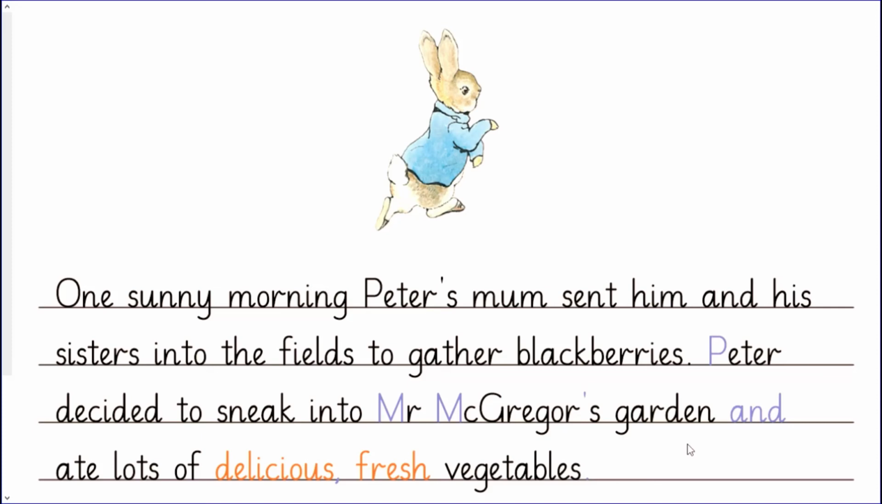Here is my second sentence. Let's read it together. Peter decided to sneak into Mr. McGregor's garden and ate lots of delicious, fresh vegetables. I have remembered to use a capital letter for Mr. McGregor's name, and I have used 2 adjectives to describe the vegetables.